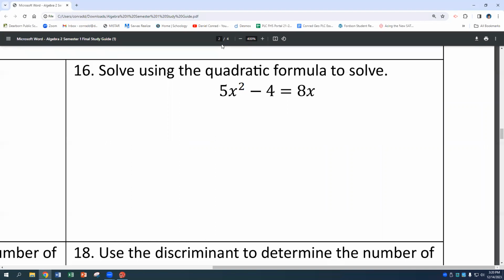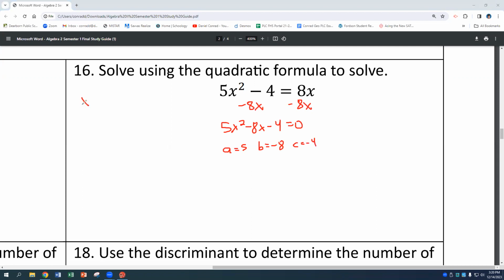16. Okay, same thing. We need to move everything to one side, so I need to subtract 8x from both sides. So I get 5x squared minus 8x minus 4 equals 0. So in this case, a is going to be 5, b is going to equal negative 8, and then c is going to be negative 4.